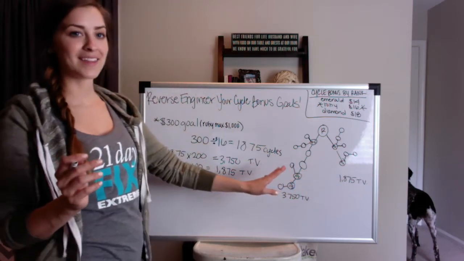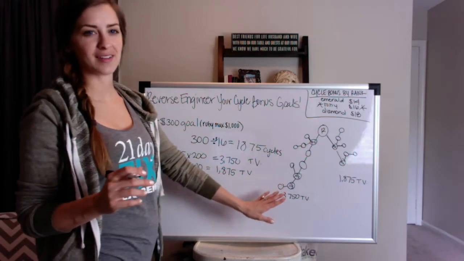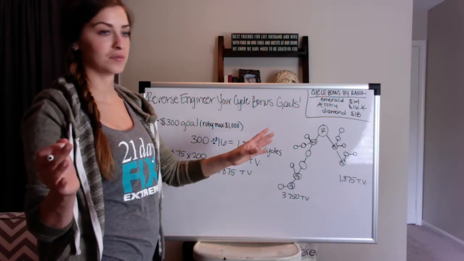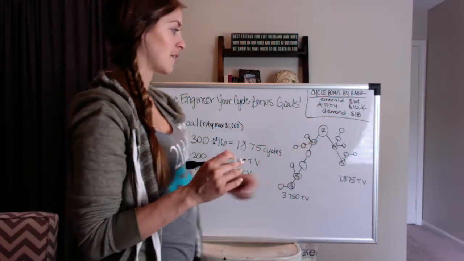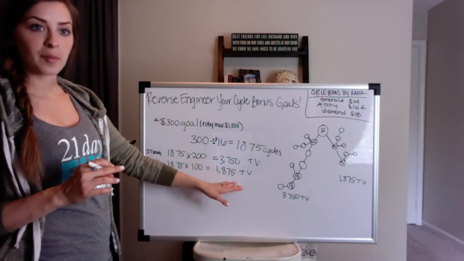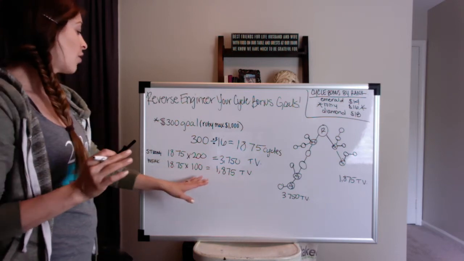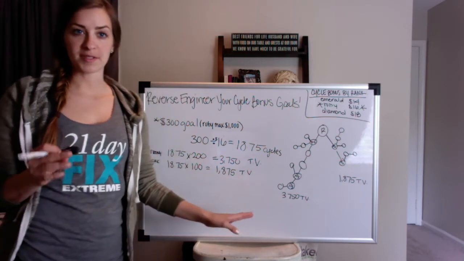And I know, by the way, there are a lot of coaches out there that don't draw their downline this way, but I do, so just bear with me here for the sake of examples. Okay, so we have the total team volume amount. That's what you need for your team cycle bonus. Now we need to get a little bit more specific.